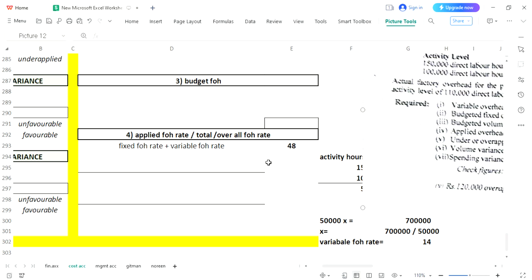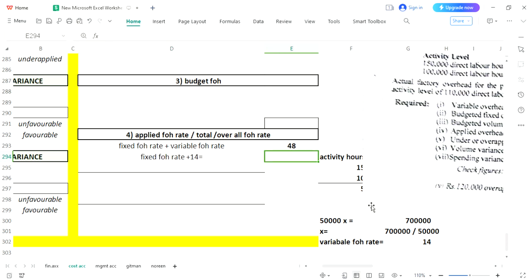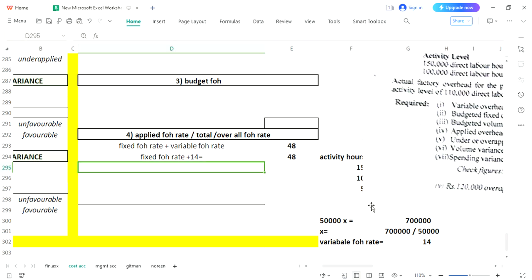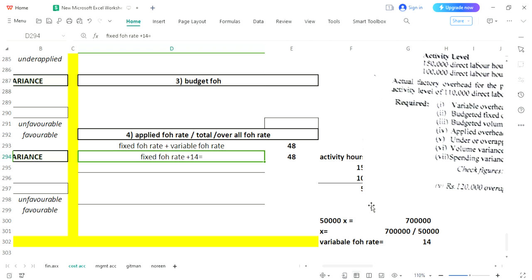which is 14. Alright, so come over here and write fixed FH rate, which is still unknown, and you will be adding variable FH rate, which we have calculated over here, that is 14, and this will be equal to 48, which is total FH rate. Now please let me know, if total rate is 48 and 14 is variable FH rate, so remaining is fixed FH, how would you calculate your fixed FH rate?